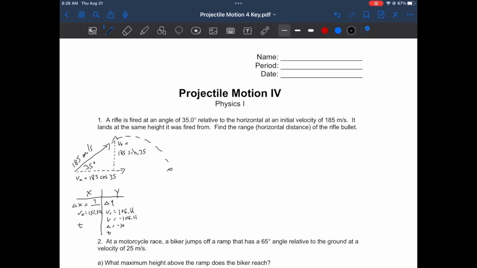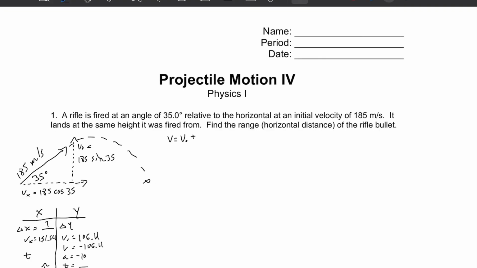So on the right side, we need to solve for time so that we can then move it to the left. Well, what else do we know on the right? If it went up at 106.11 meters per second, when it comes back down at that same height, it will also be 106.11 meters per second, except in the downward direction. In this case, downward is negative. We can use our V equals V0 plus acceleration times time equation, and rearrange it so that v minus v0 divided by acceleration is equal to time.